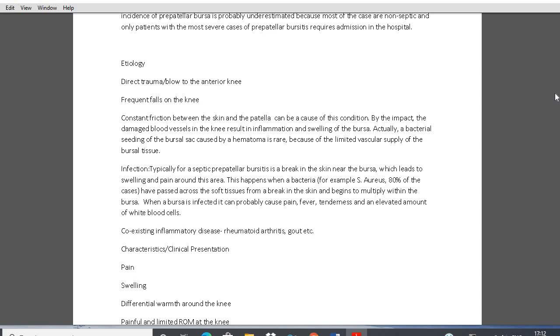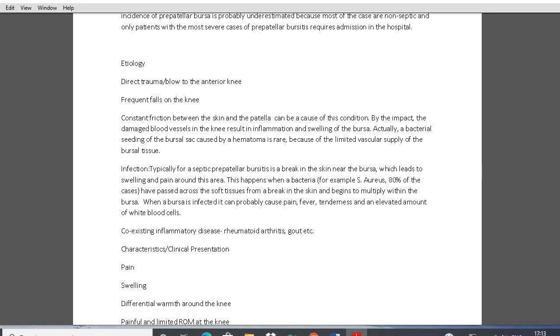Then another cause is infection. A septic prepatellar bursitis involves a break in the skin near the bursa, which leads to swelling and pain around the knee area. This happens when bacteria, for example Staphylococcus aureus, which is responsible in 80% of cases, pass across the soft tissues from a break in the skin and begin to multiply within the bursa. When a bursa is infected, it can cause pain, fever, tenderness, all the inflammatory signs, and also an increase in WBC. There may also be a coexisting inflammatory disease like RA or gout.